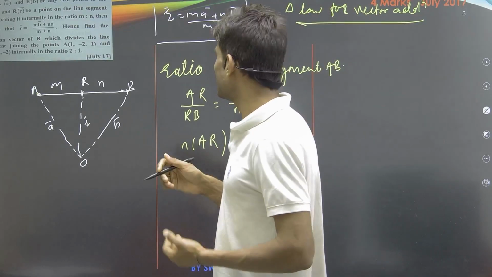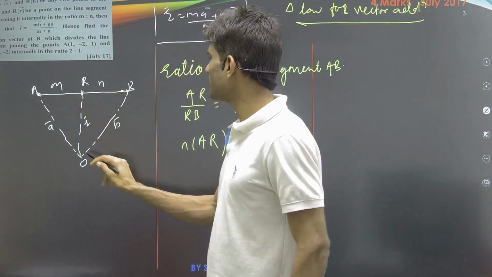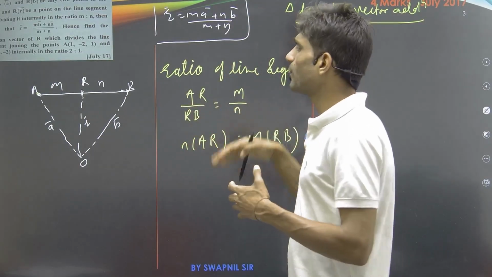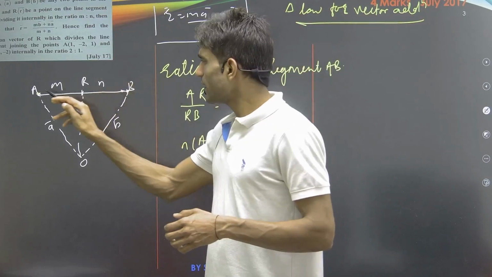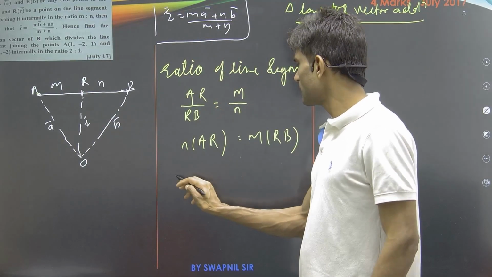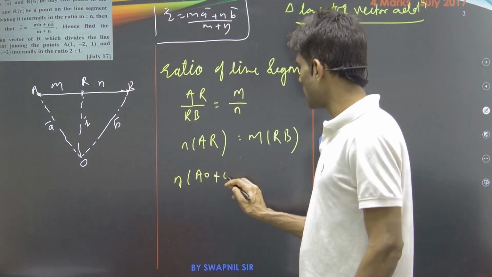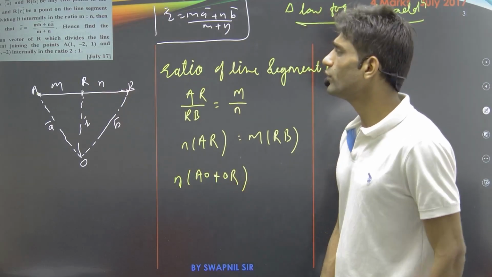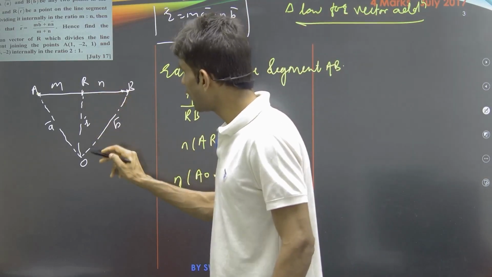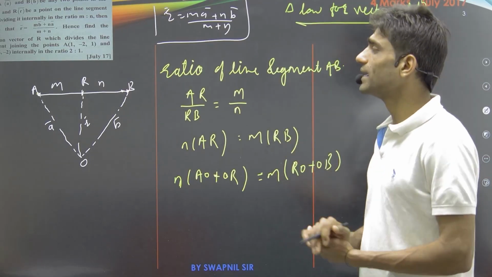Okay, now we can see here AR can be written as AO plus OR. It is completely up to you, so take the ratios and go for putting the values. N times AR can be written as N times AO plus OR, this is the value for AR. Again, M keep as it is. RB can be written as RO plus OB, so we can write M times RB as M times RO plus OB.